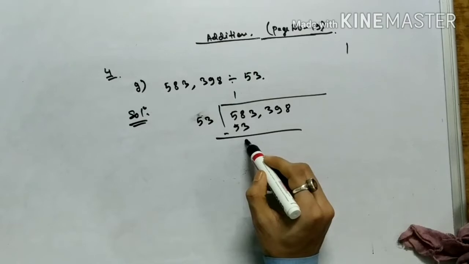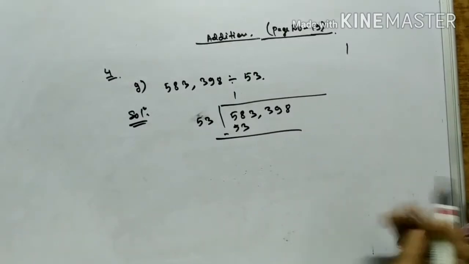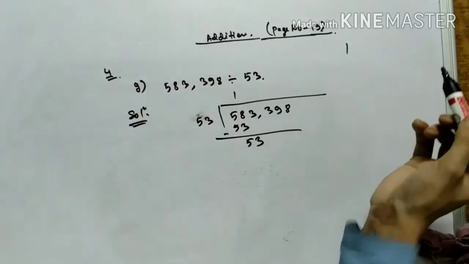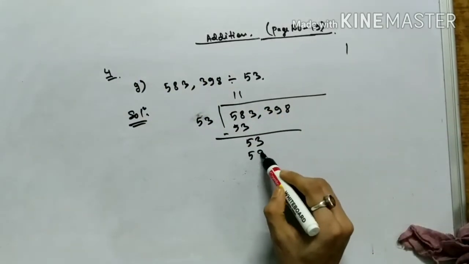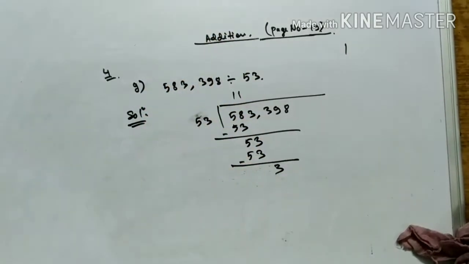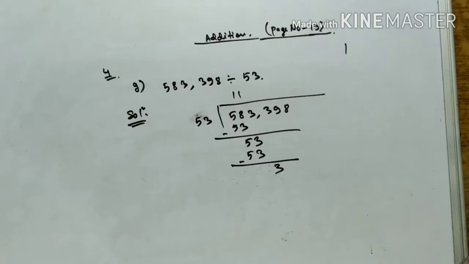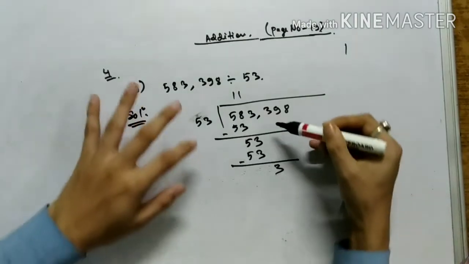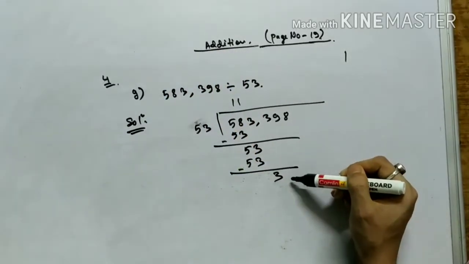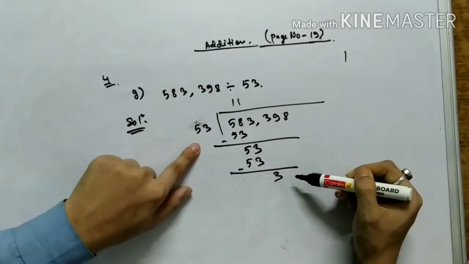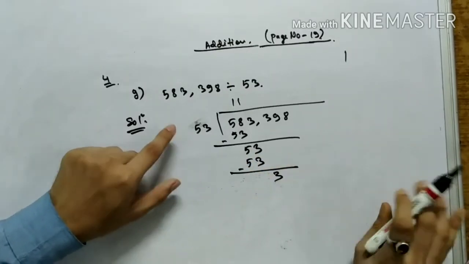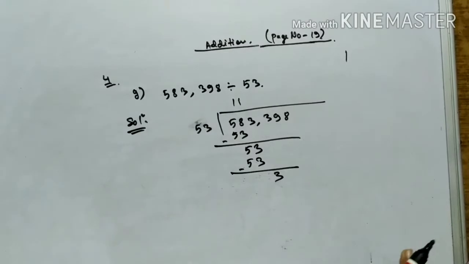So now 53 ones are 53. So this one it will become 8 minus 3, I will get 5, and then this 3 will come down. Okay, so now 53 ones are 53. So this one minus, it will become 0, next 3 will come down. Now you see, one thing it is important here, that 3 is a new number that has come down. And 3 is less than 53. So 3 I will not be able to divide by 53.